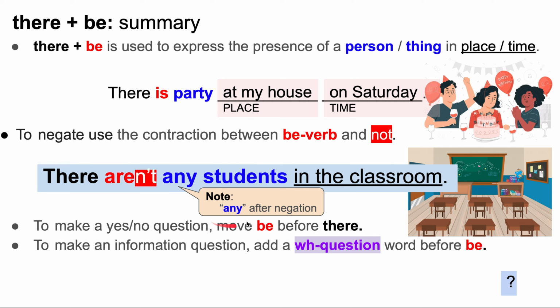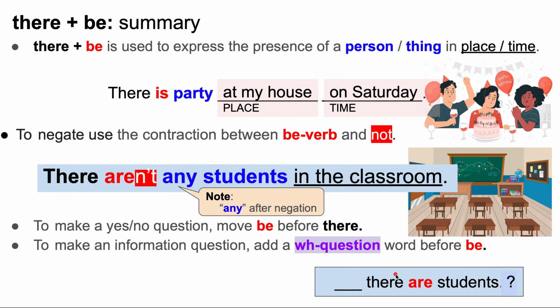To make a yes, no question, we're going to move the be verb before there. So there are students. Yes, no question: Are there students? To make an information question, we just add a WH question word. When are there students? Well, this concludes my presentation.